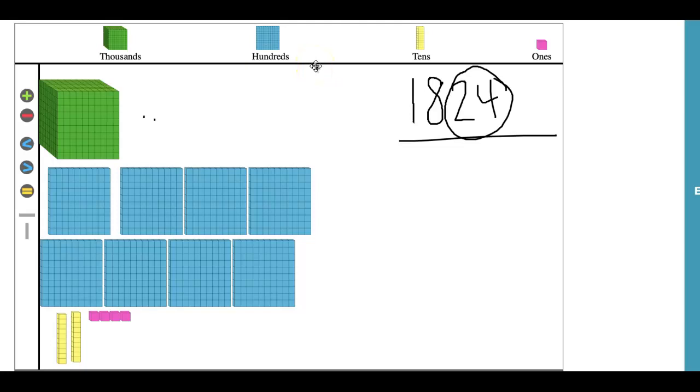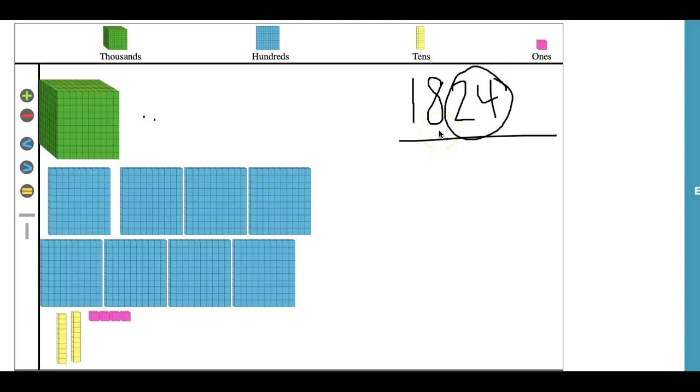This is my example for the divisibility rule of 4. And our divisibility rule states that if the last 2 digits, which I've circled here, form a number that is divisible by 4, then the whole number, which is underlined, is divisible by 4.